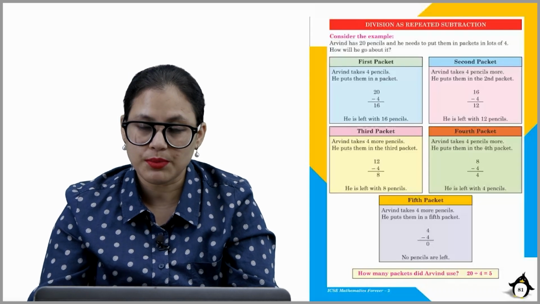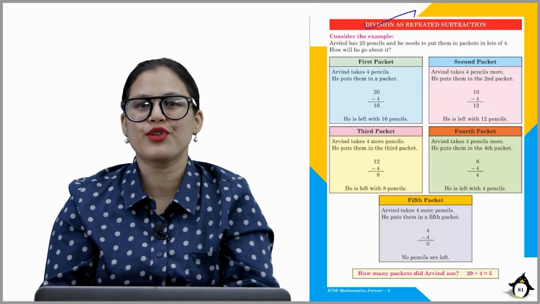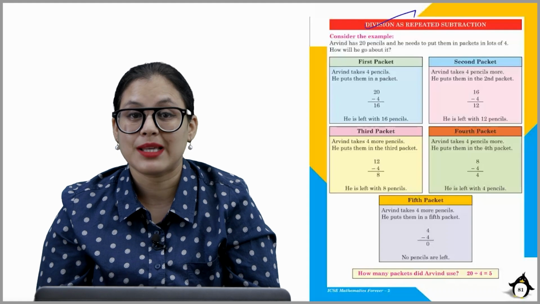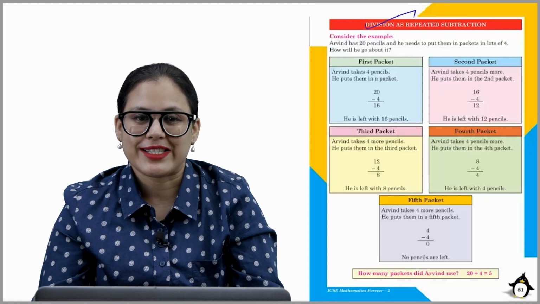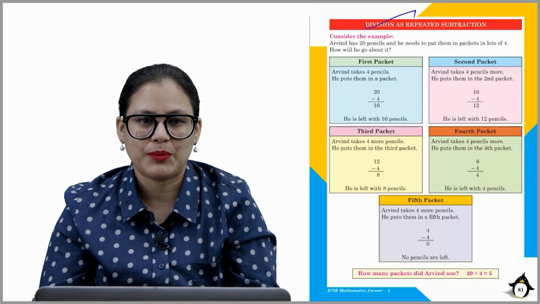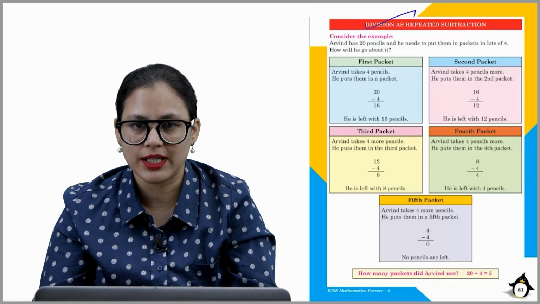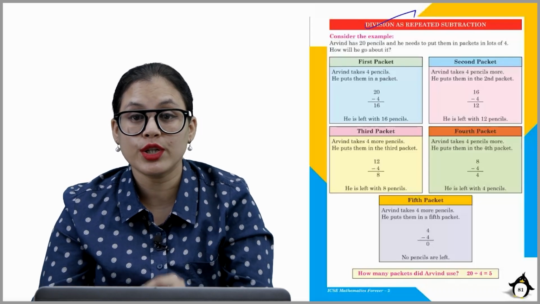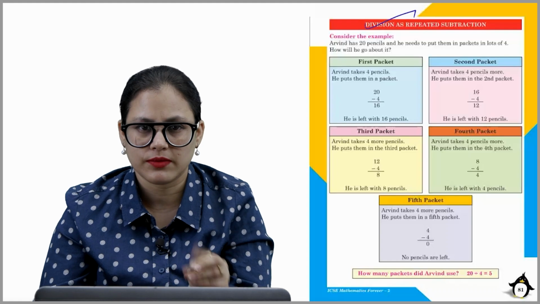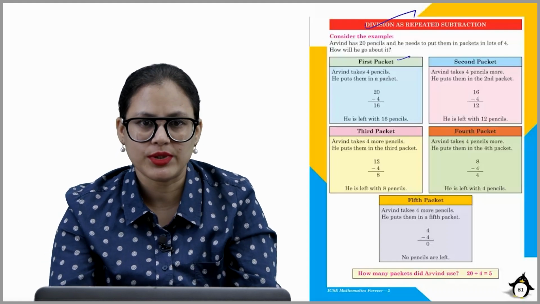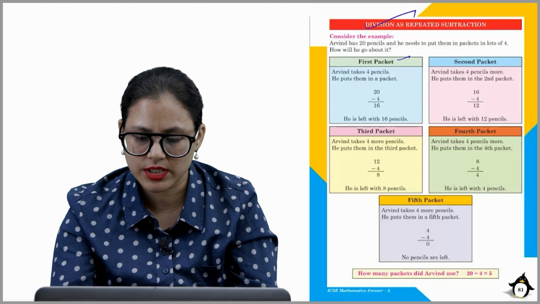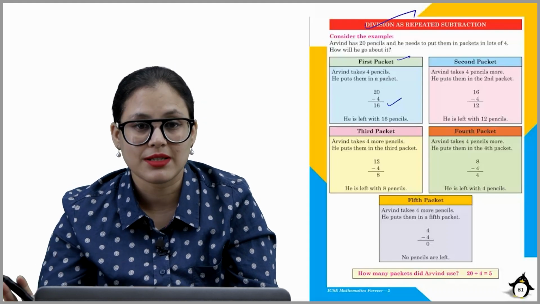Division as the repeated subtraction. Students, you already know that division is a repeated subtraction. We already studied about this in the previous class. Now consider the following example. Arvind has 20 pencils and he needs to put them in packets in lots of 4. How will he go about it? First packet. Arvind takes 4 pencils. He puts them in a packet. 20 minus 4 is equals to 16. He is left with 16 pencils.